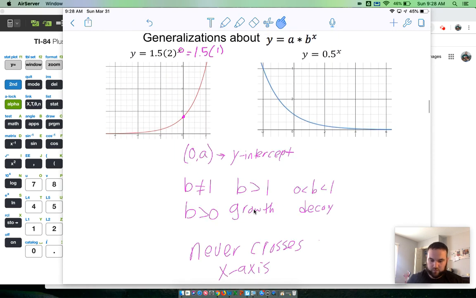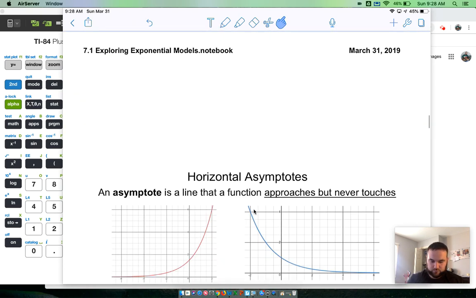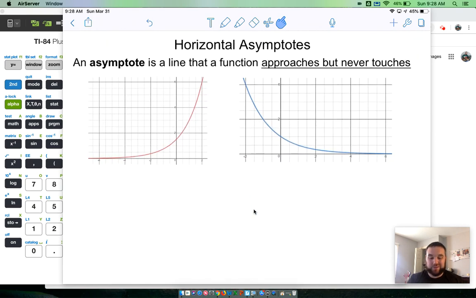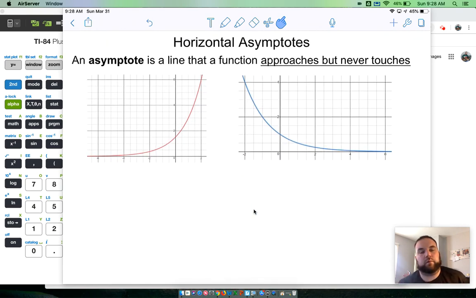The completely new vocabulary that we're going to talk a lot about this chapter and also in chapter 8 is what's called an asymptote. There's a P in there, and you don't really say it. It's pronounced asymptote. Also kind of sounds like you're cussing, but you're not.